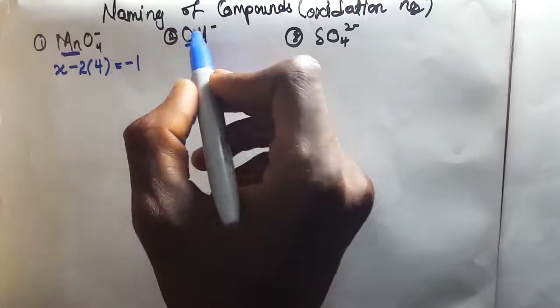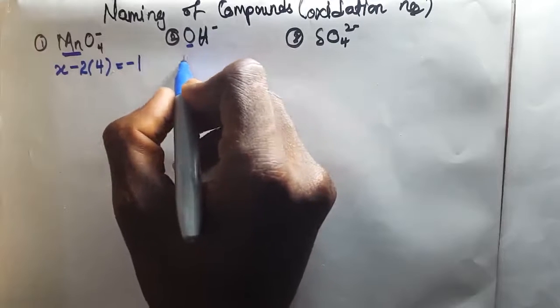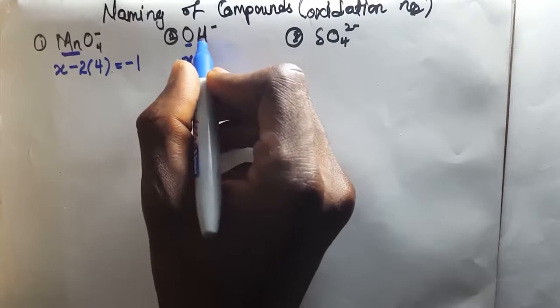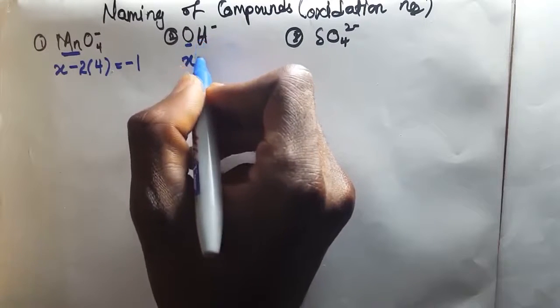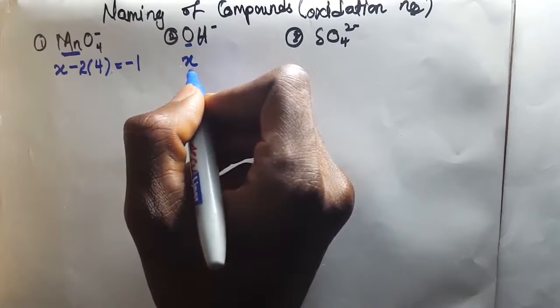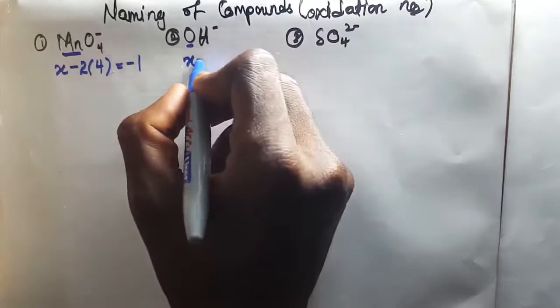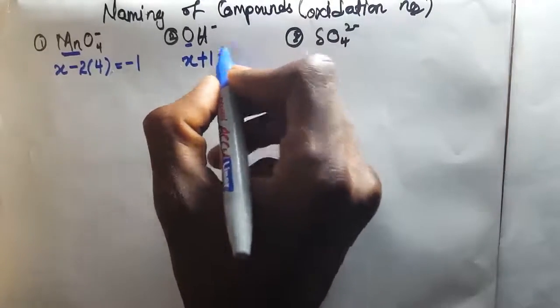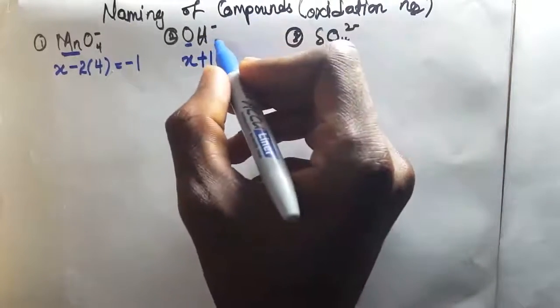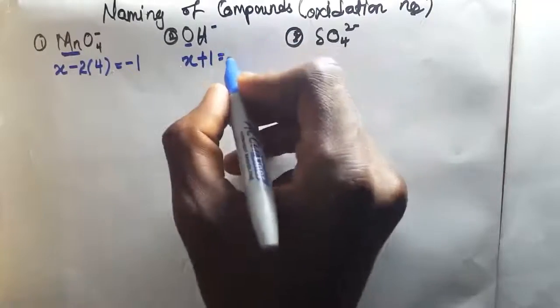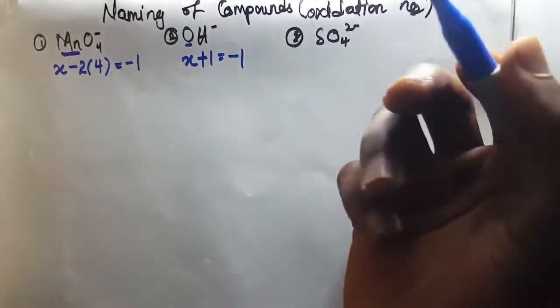What do we have here? Oxygen. So represent with X. Then the charge of hydrogen is +1, so +1, equal to the charge at the top here. You equate it to that, so -1.